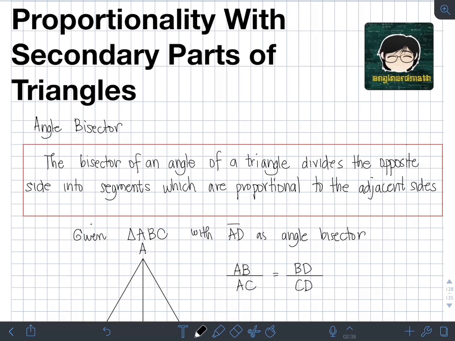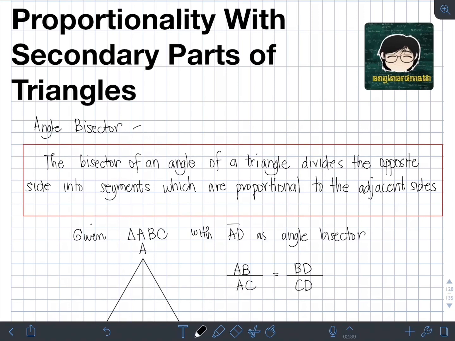So, meron na rin akong old or previous video about secondary parts of triangles. So, kung hindi nyo pa yung napapanood, isilink ko na lang din para ma-check nyo, para at least meron na kayong background sa mga different secondary parts ng triangles. Okay? So, as a review, meron tayong different secondary parts of triangles, like angle bisector, median, altitude, and perpendicular bisector. So, mag-start tayo sa theorem for angle bisector.